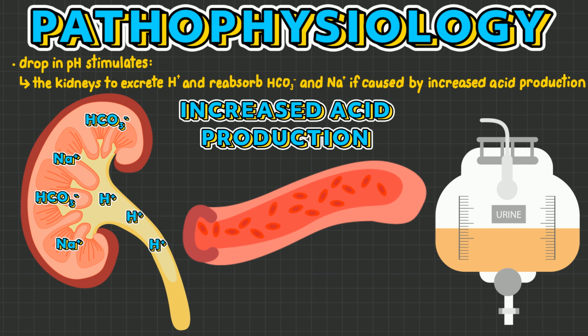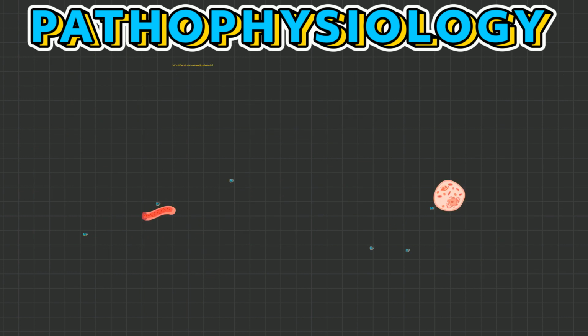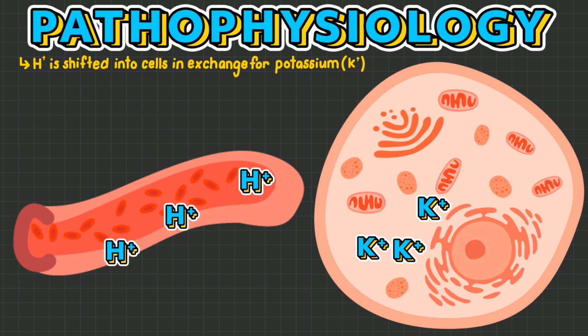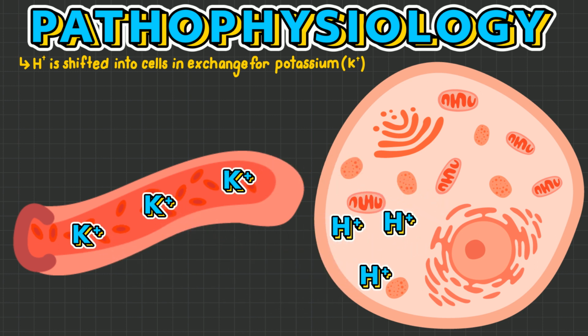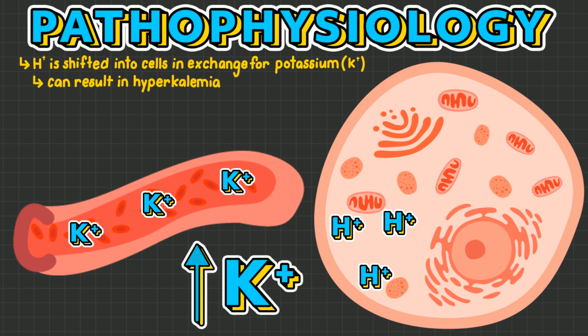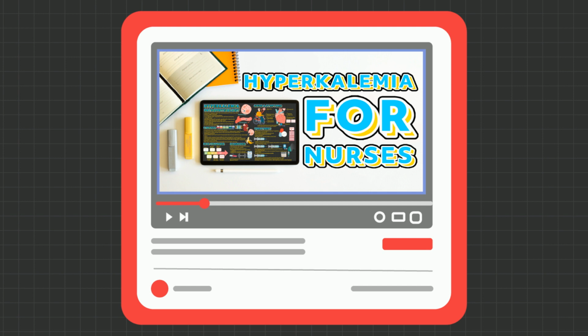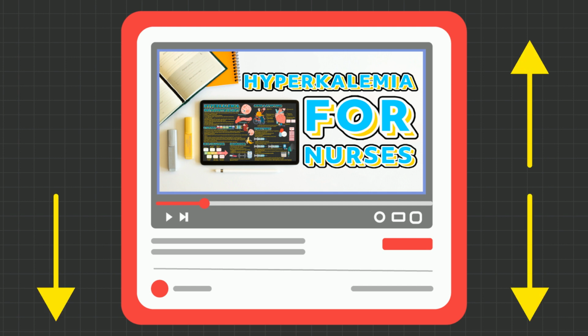The kidneys are also stimulated by a drop in pH. This causes them to excrete hydrogen and reabsorb bicarb and sodium. Additionally, excess hydrogen is shifted into cells in exchange for potassium to regulate blood pH. However, this can result in hyperkalemia. If you want to learn more about hyperkalemia, then click the link on screen or in the description down below.